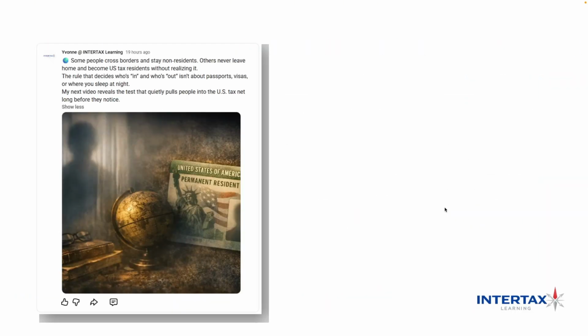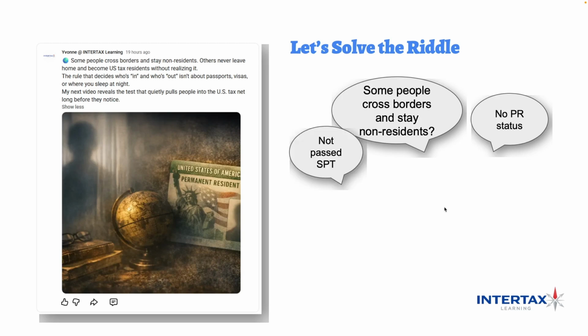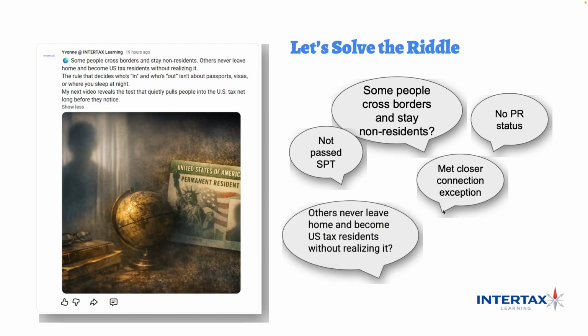If anyone's seen my post from yesterday, I posted a riddle. Let's solve this riddle together as a review session. Some people cross the border and stay non-resident. Who are these people? Those without a permanent resident status, those who did not pass the substantial presence test, and those who pass the test but meet the closer connection exception. Others never leave home and become US tax residents without realizing it. Who are they? These are people who apply for their green card while being in their home country.